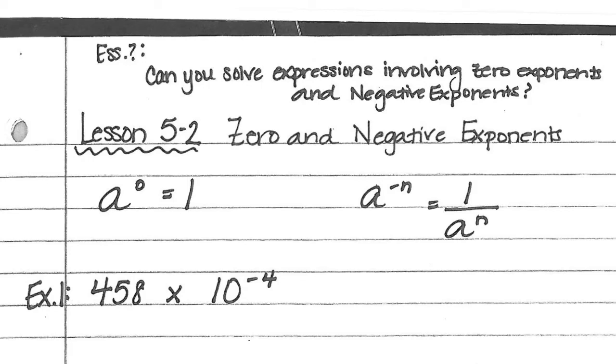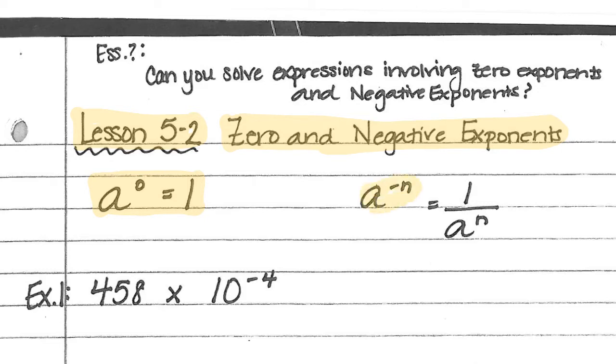All right, Algebra 2, we're going to start looking at Lesson 5.2. This is continuing on, and we are looking at 0 and negative exponents. I will say it over and over again. Anything to the 0 power is 1, not 0. I hear it all the time.